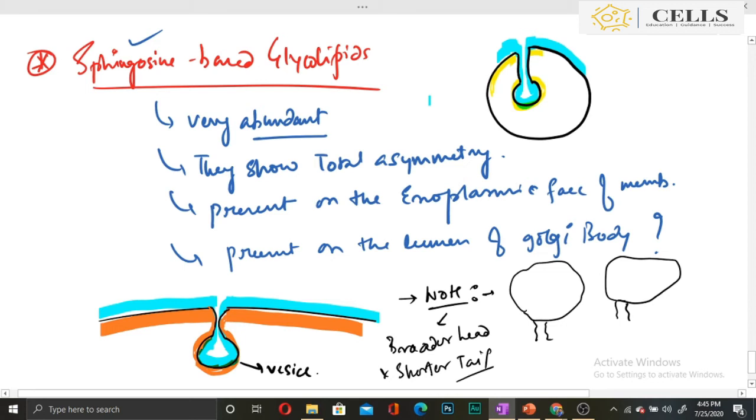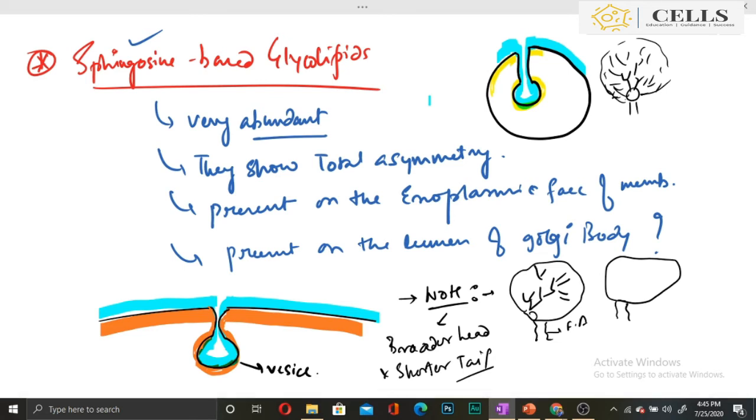These are the fatty acid chains, that is fine, not a problem. These are the polar heads. Now along with that there are multiple sugars associated with this. Suppose this is a particular lipid, and you have multiple sugars associated with it. So from outside you can say that they have a broader head and a shorter tail. Why a broader head? Because they have multiple sugars associated with them, as they are glycolipids.